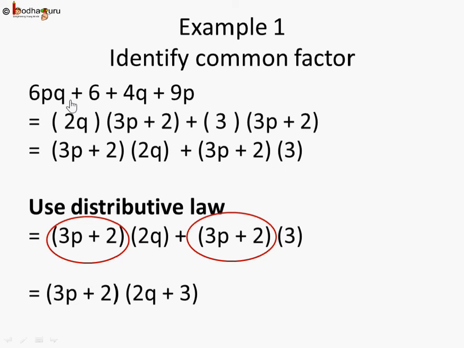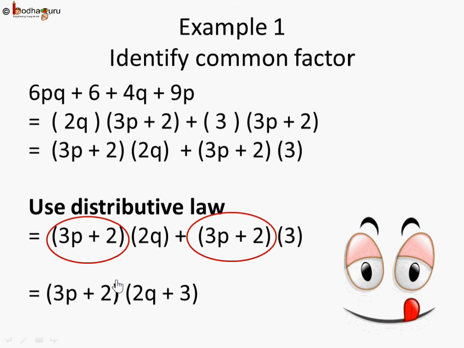So now you can see this entire expression which had 4 terms, 6pq, 6, 4q and 9p separated by plus signs, is now reduced to a product of its factors. One factor is 3p plus 2, an expression itself, and another factor is 2q plus 3, an expression in itself. So this is its factorization.